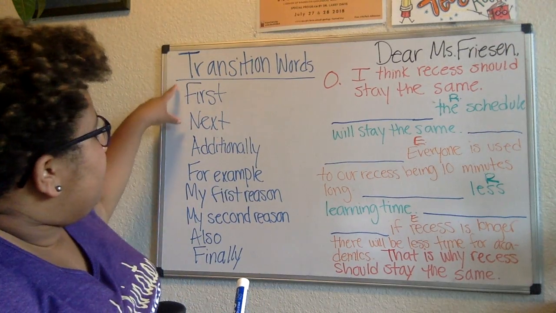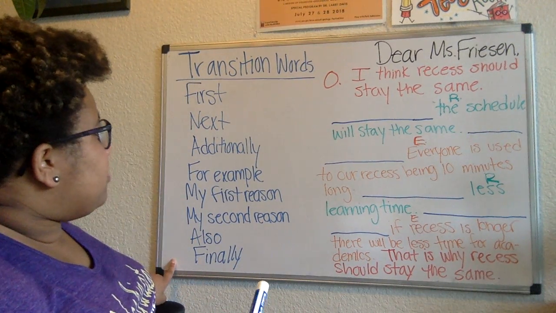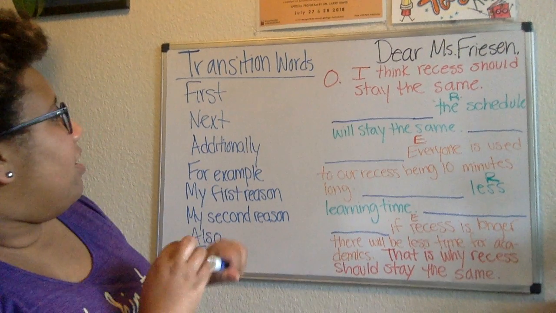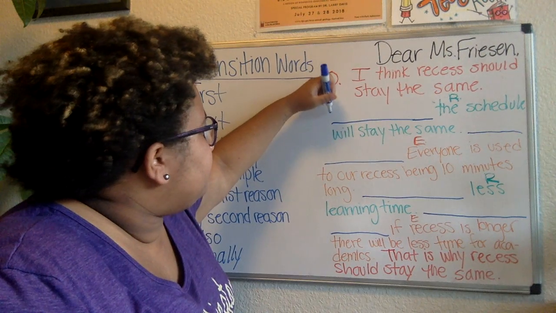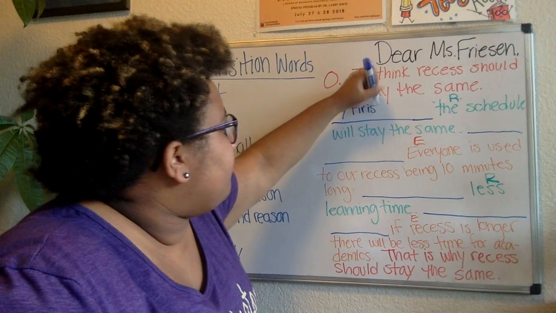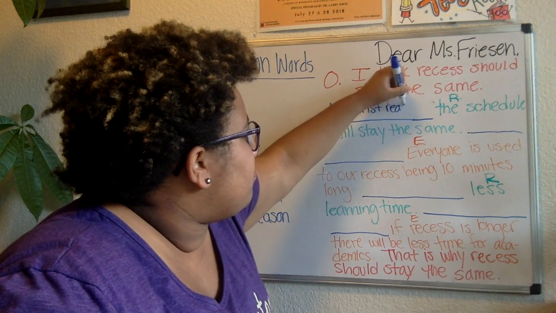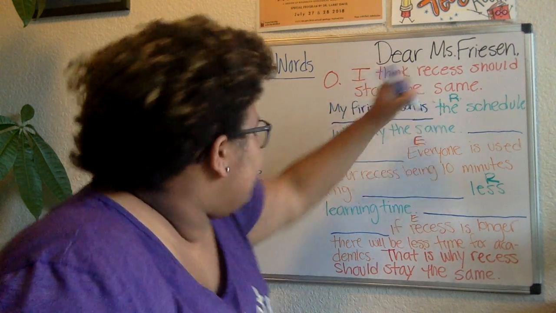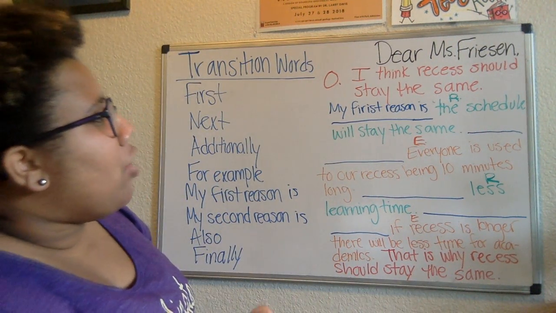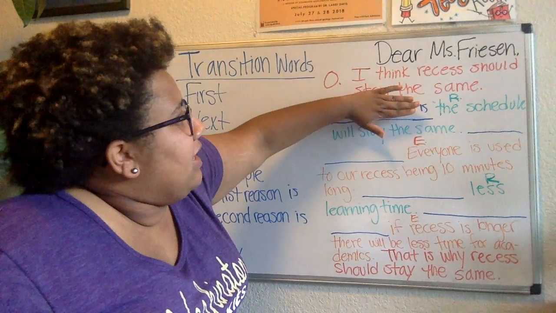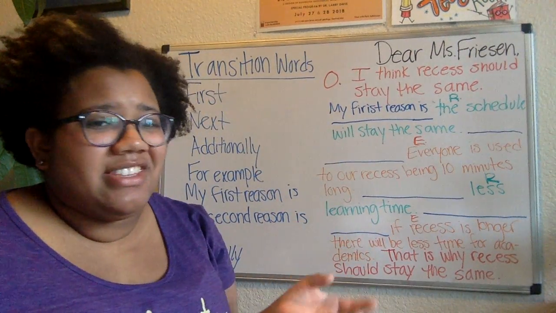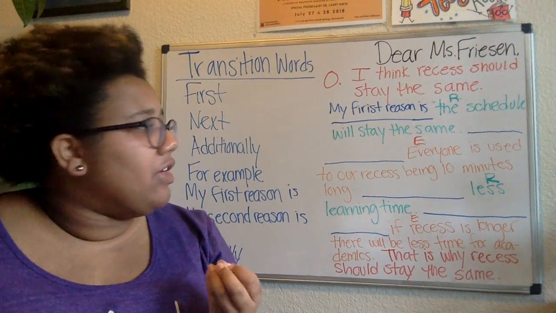So I think recess should stay the same. So now I'm going to put in my first transition word. I could use first. I could use my first reason. I think I'm going to say my first reason is, not the word is. So rather than me just saying the schedule will stay the same, I've now put in my first reason is the schedule will stay the same. It makes my argument a little bit more clear and a little bit stronger.